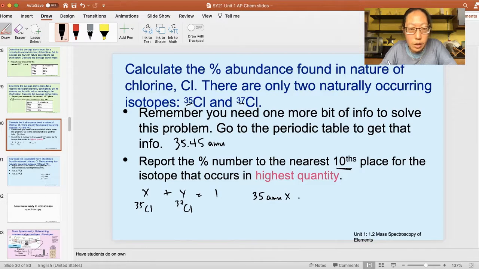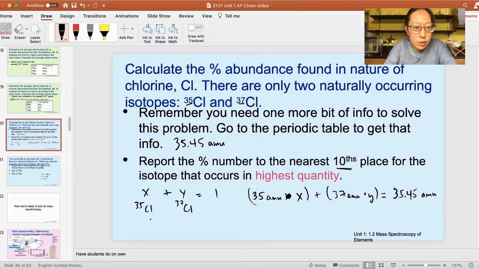Okay, and then times, I'm going to take that times X. That's my abundance, so that looks terrible. Let me use a dot instead. And then I have my 37 AMU times Y has to equal 35.45 AMU. Okay, so now we have two equations, two unknowns. I can substitute in, it says the percent abundances, I can use either one. So I'll just say X equals 1 minus Y, and I can substitute in here for X, okay? And I can solve for Y, and then I'll get my abundances.